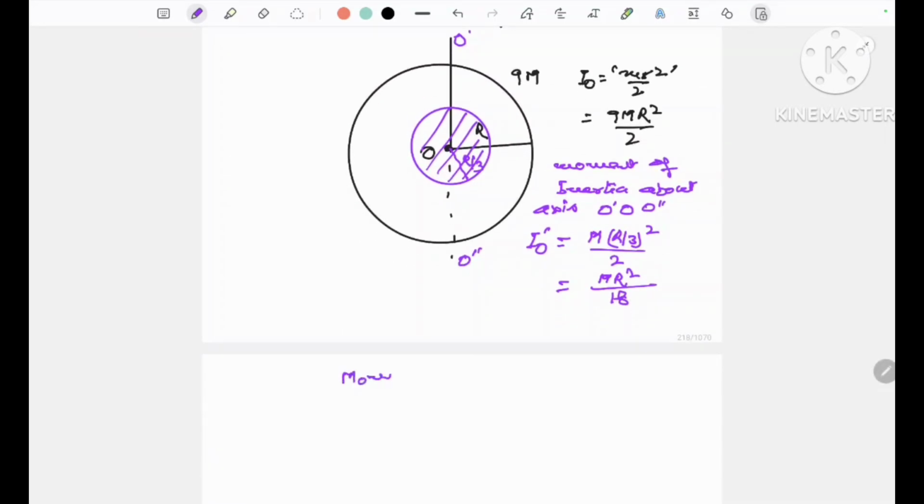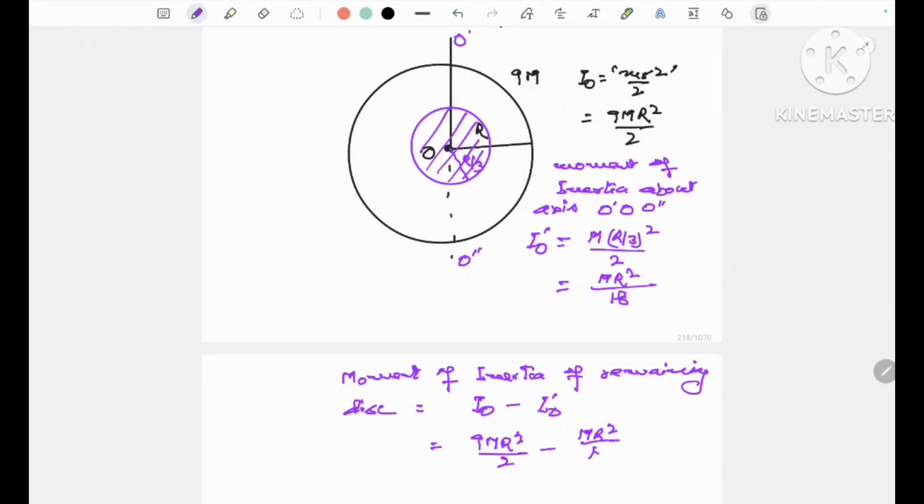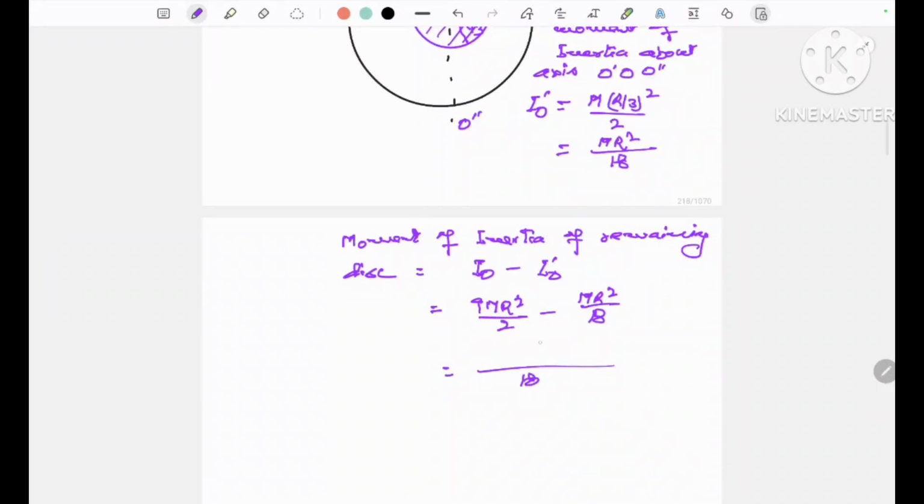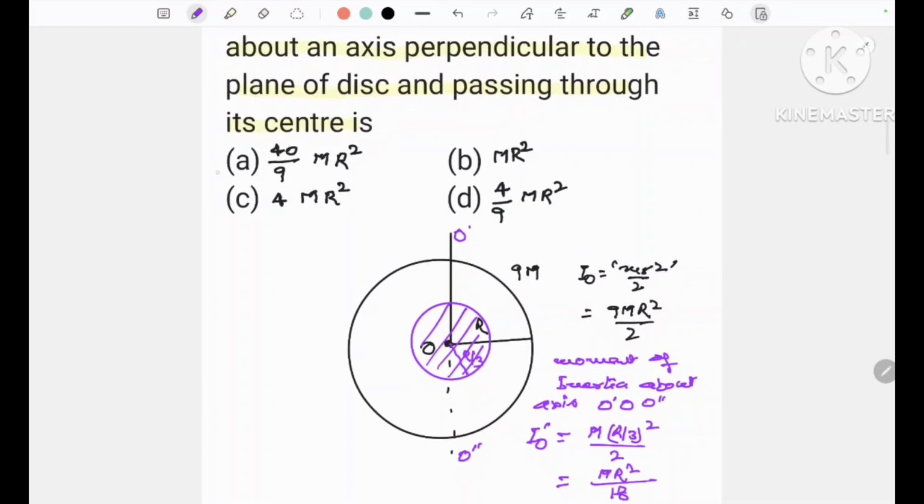Moment of inertia of the remaining disk will be I_O minus I'_O, which is 9 m r square by 2 minus m r square by 18, that is 81 minus 1 over 18 m r square, or 80 by 18 m r square, which is 40 by 9 m r square. A is the correct option.